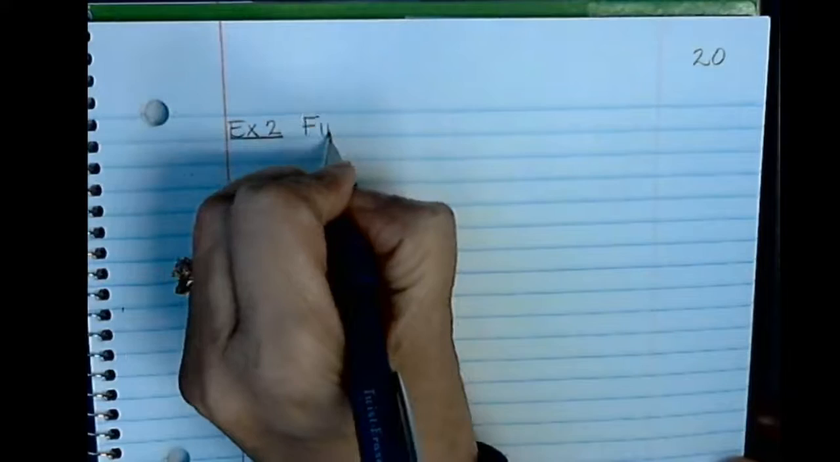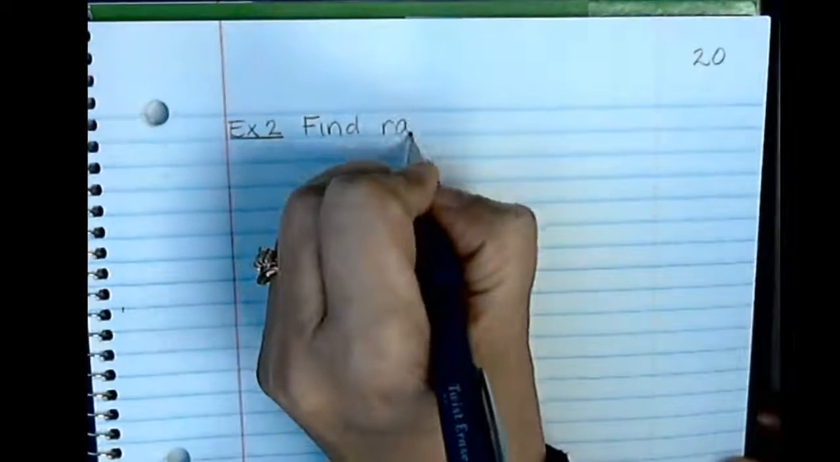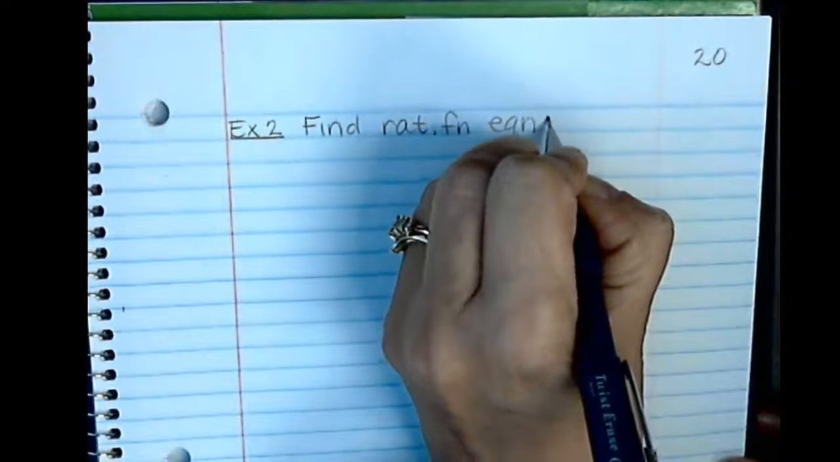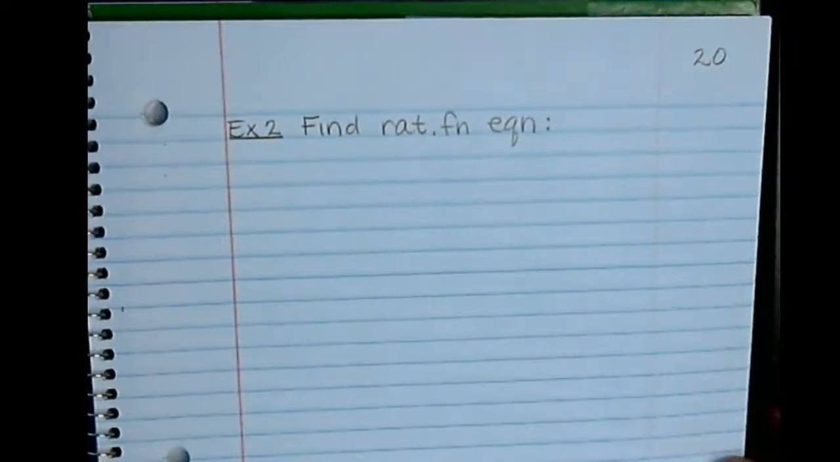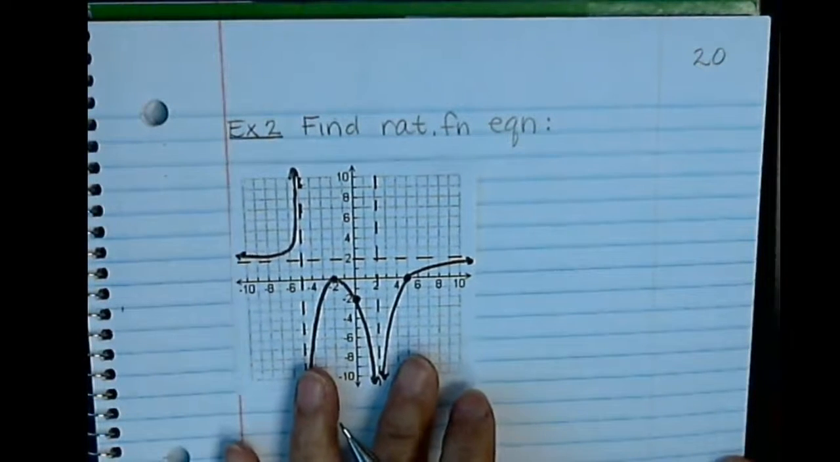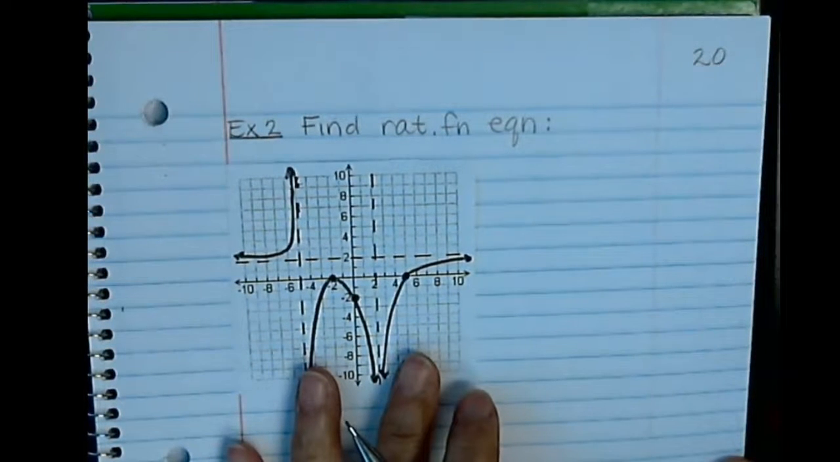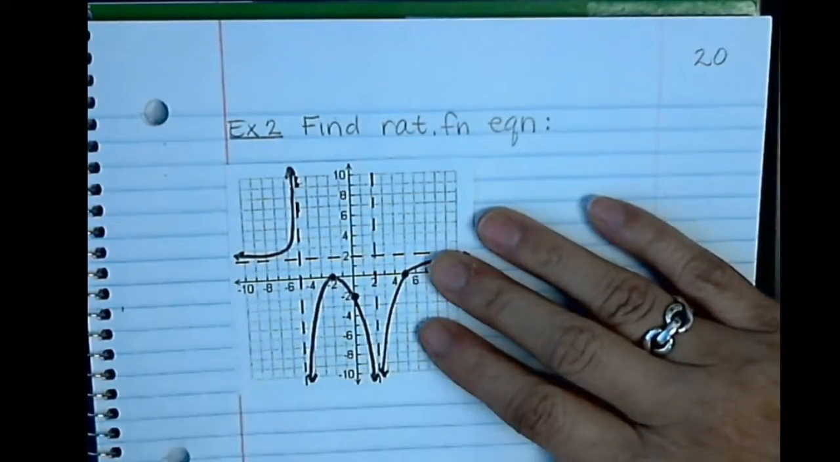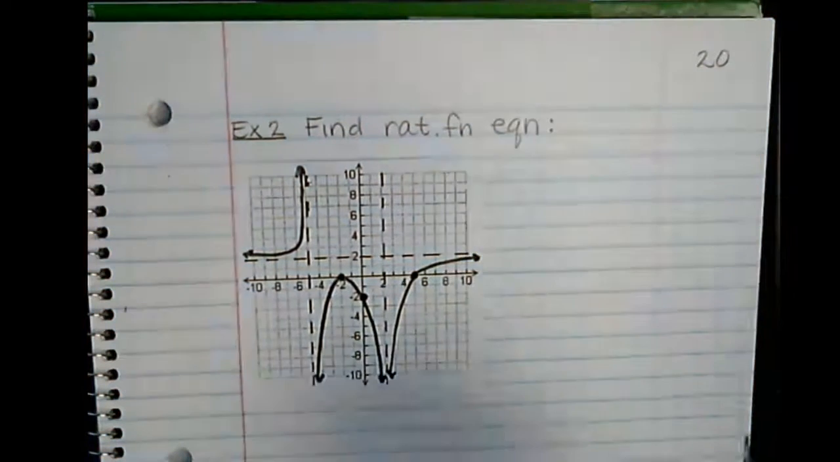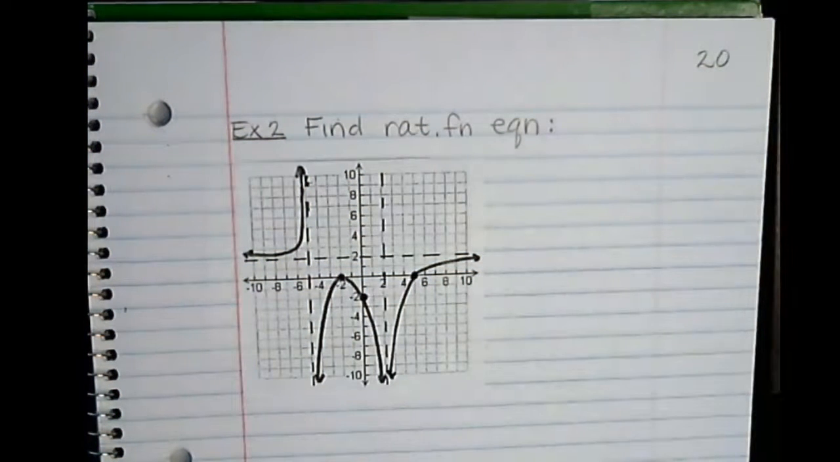Our job is to find the rational function equation, because now we're going to be given a graph. So in the handout that I gave you, which will also be found on my math lab, you can print out the graph that was given to you and tape it down. So our job is to find our function. Let's write down as much information as we can about this function.